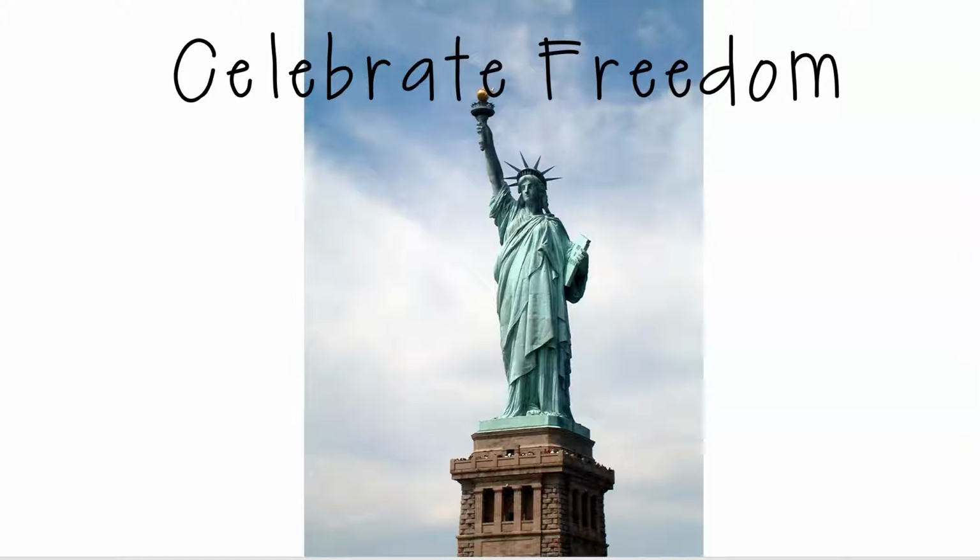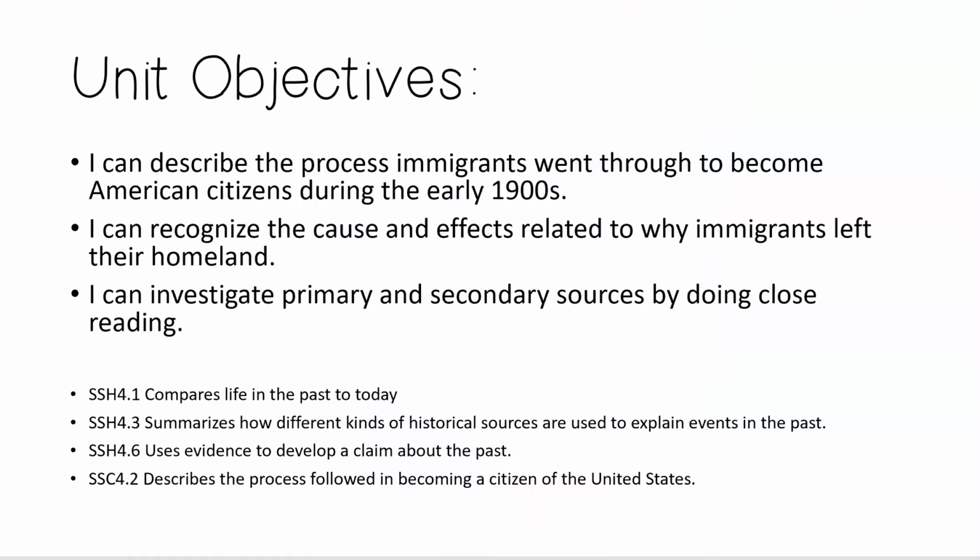All right, fourth graders, we are starting a new unit in social studies, focusing on our freedoms here in the United States, as well as immigration and why people were starting to come to our country. And so we've got lots of objectives for our unit for this week, and those are that we will be able to describe the process that immigrants went through to become American citizens during the early 1900s.